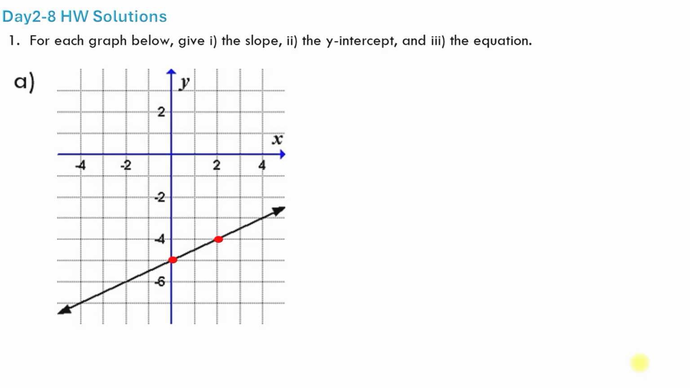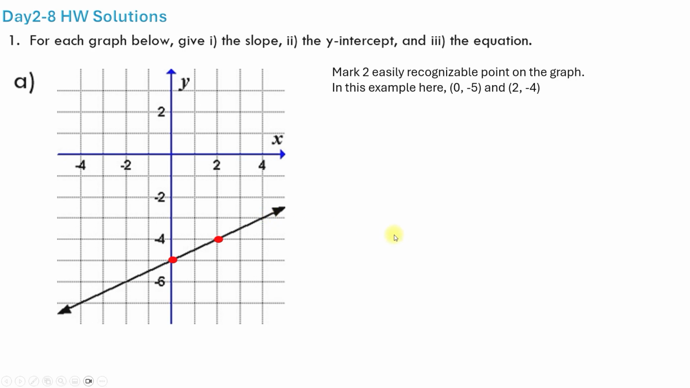Question 1. For each graph below, give the slope, the y-intercept, and the equation. So in order to write an equation, we need two pieces of information. We need to know the slope, and we need to know the y-intercept. Well, here we have a line here. So the first thing we need to do is find two easily recognizable points on the graph.